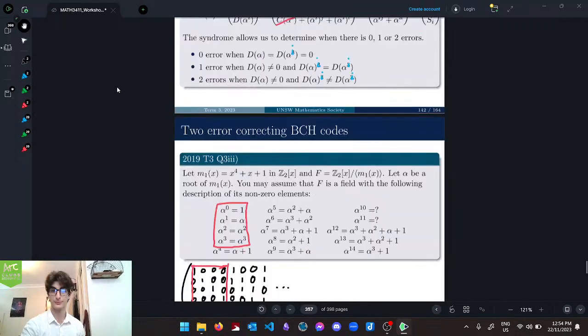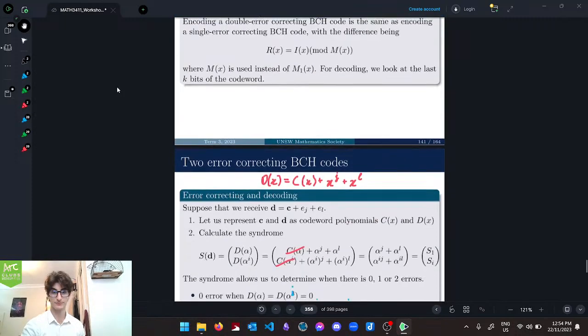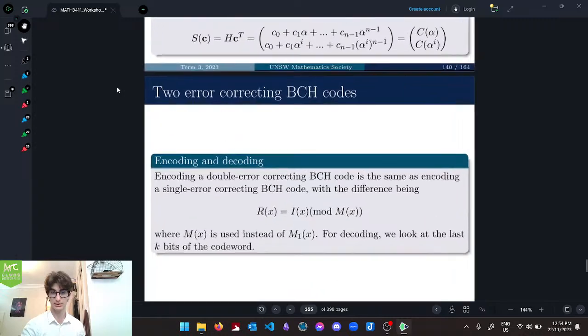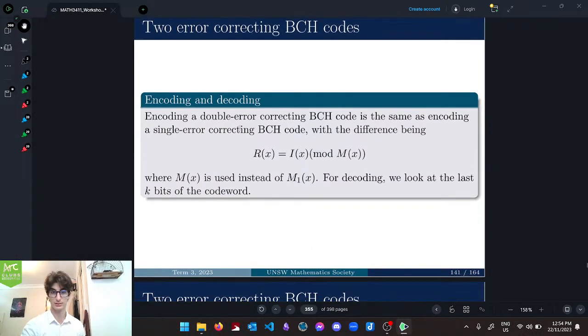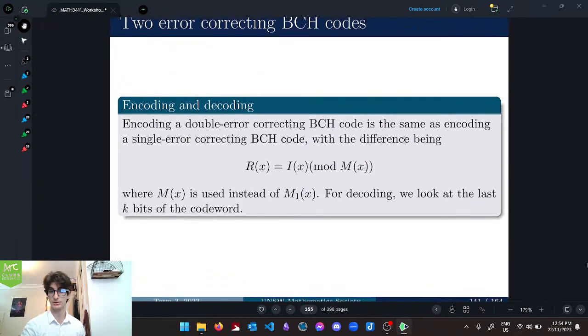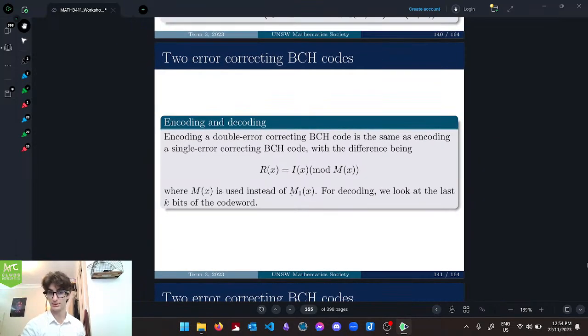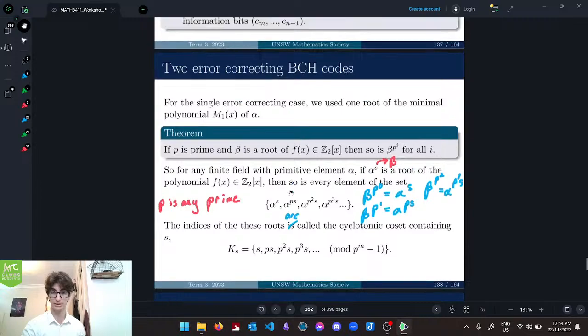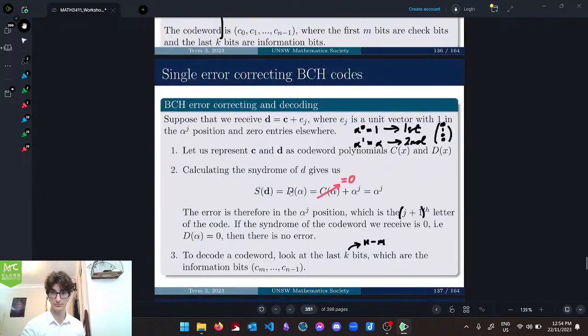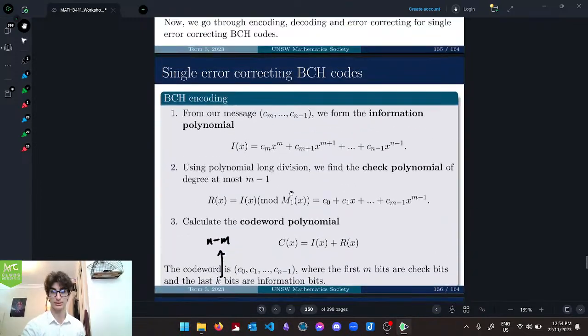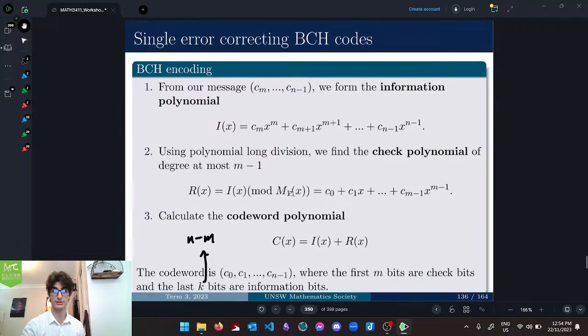So we'll go back here to the steps of encoding a message such as this one. So let's have a look. Where are we? Correcting and decoding, encoding and decoding. Okay, so encoding a double error correcting BCH code is the same as encoding a single error BCH code, with the difference being R of x is that. So exactly what we have down in our question. So we'll go to encoding a single, and here we are, BCH encoding. So from our message, we form the information polynomial.